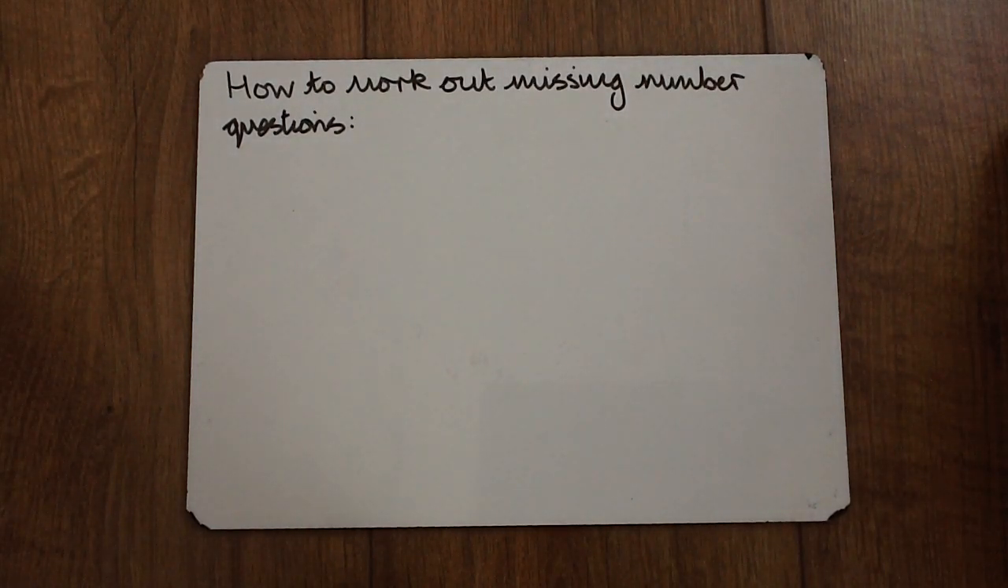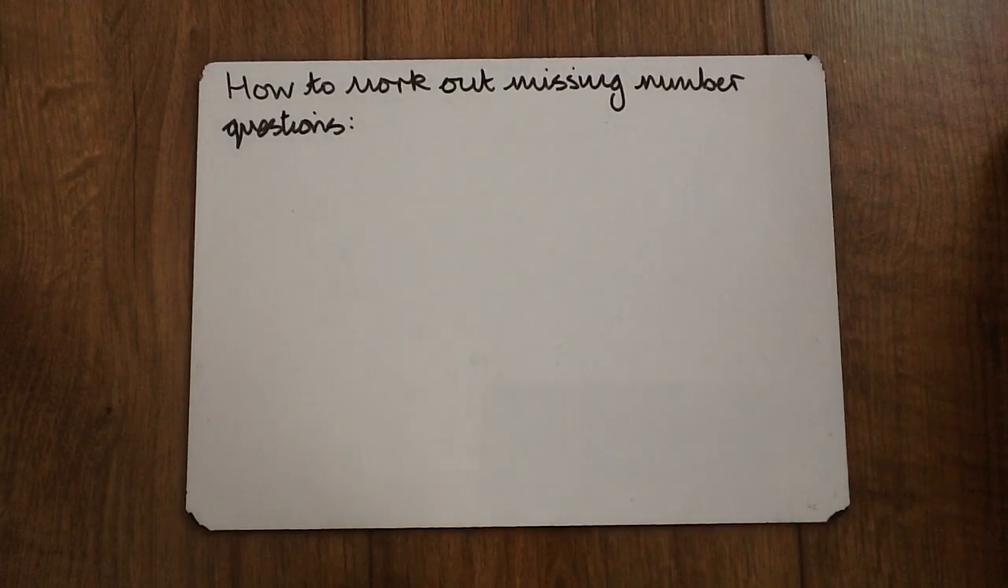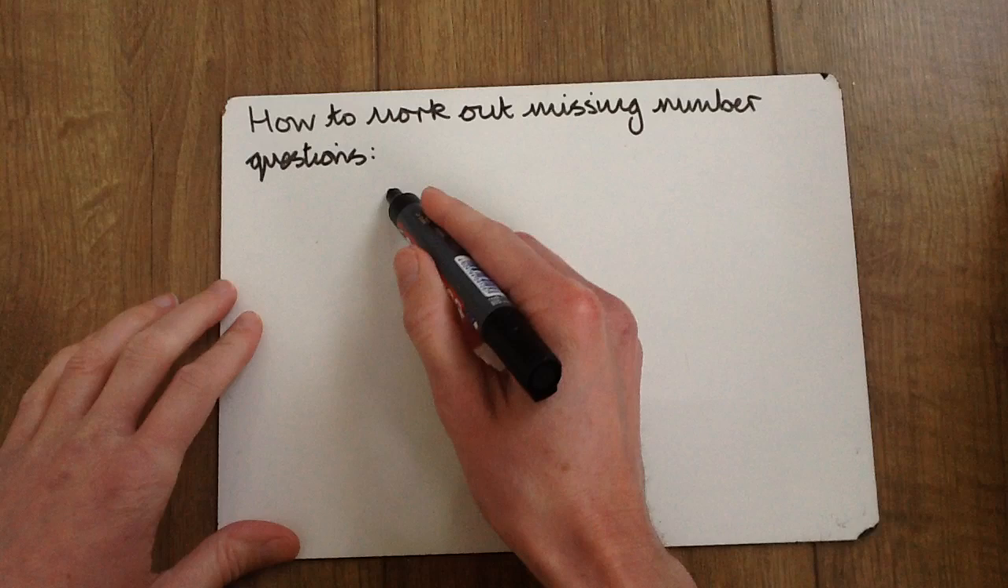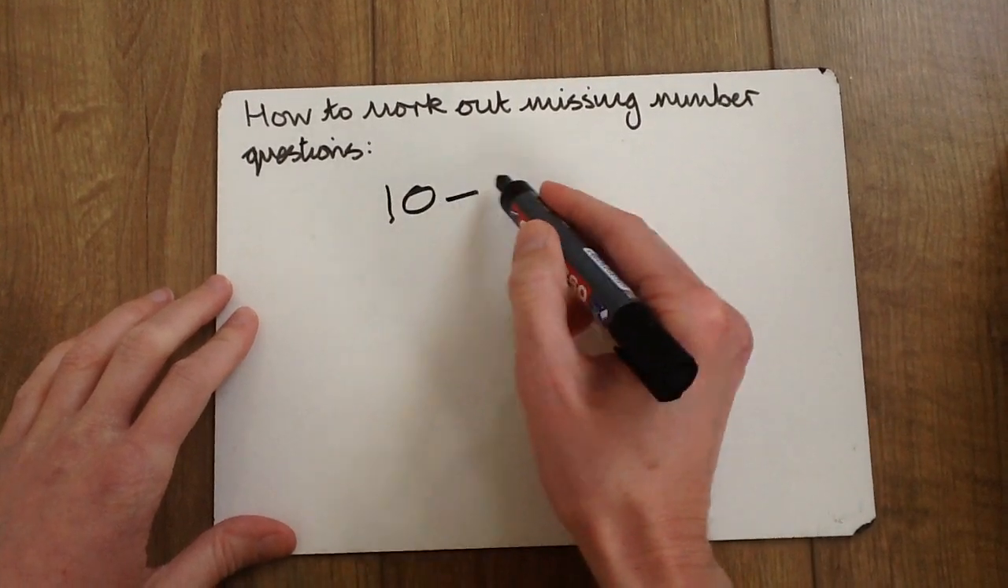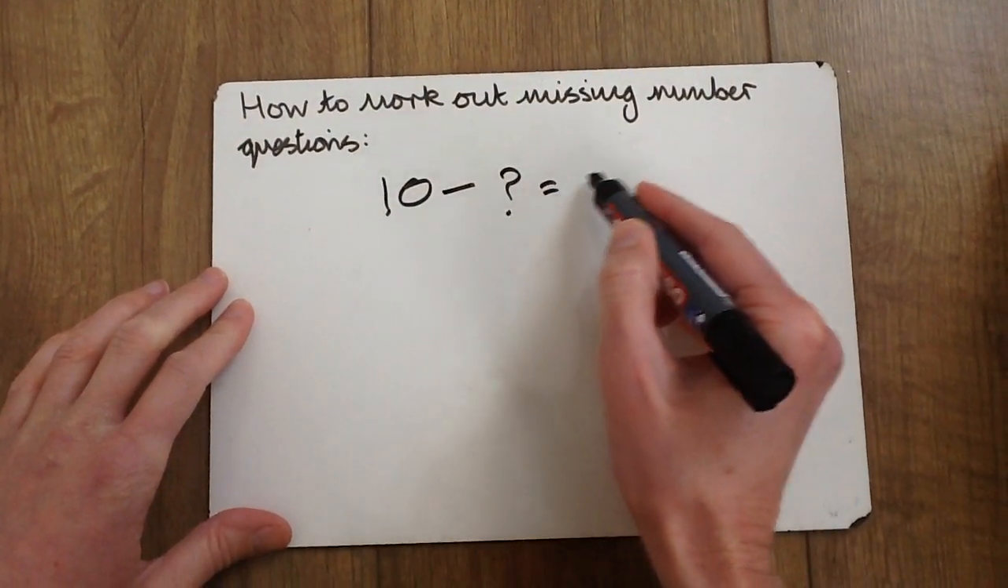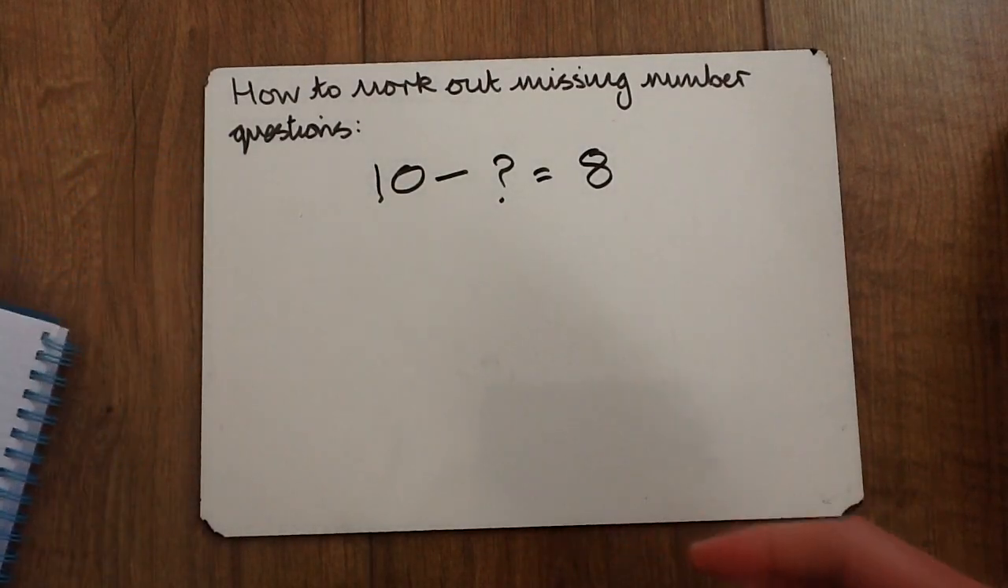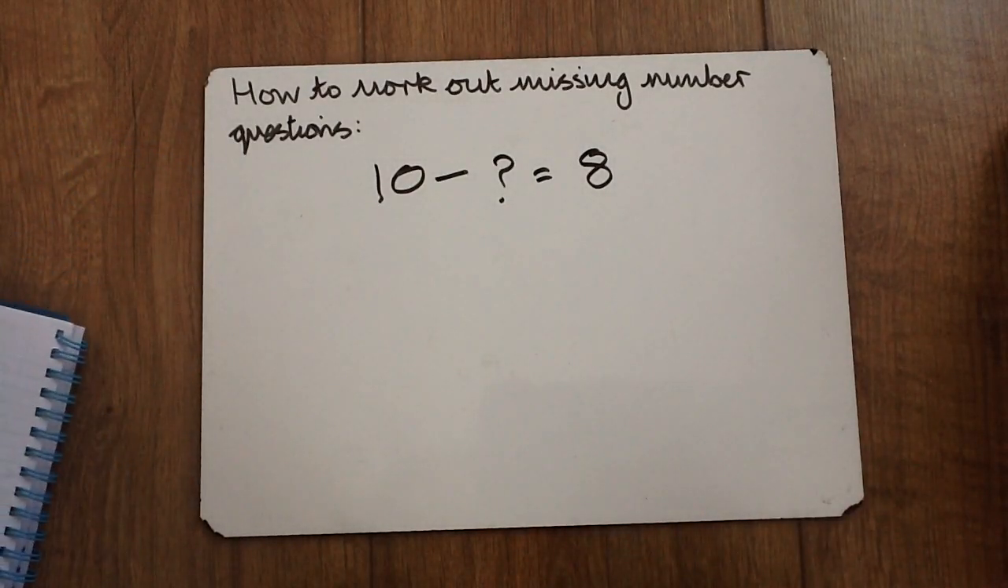Welcome. A number of parents have been asking how to work out missing number questions if it's a subtraction question. For example, it could be a question like this. You may have a question with larger numbers, but the same strategy works and applies for that, as well as these smaller numbers.